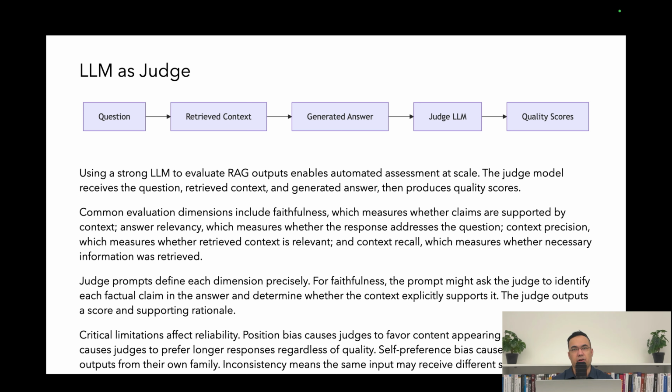Having several models evaluate each case, aggregate their scores, and flag disagreement cases that need human review.